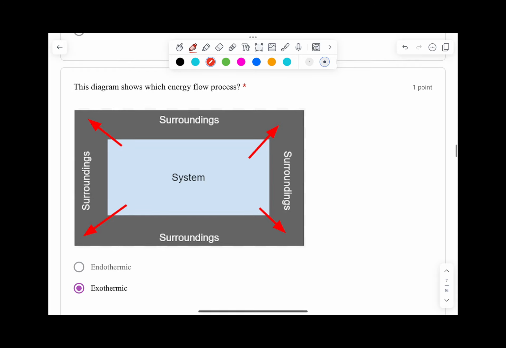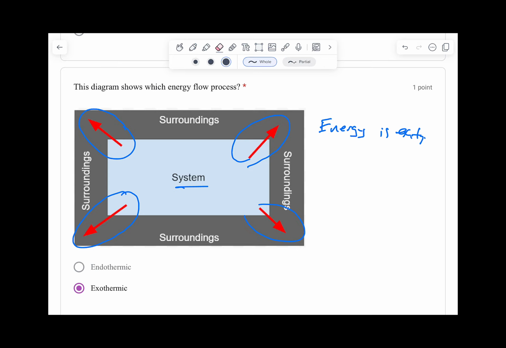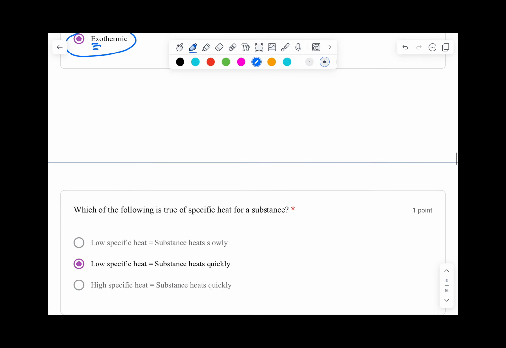All right, so this diagram shows which energy flow process. Well, these arrows again are representative of energy, and so here we have our system. And this time we see the energy exiting. So energy is exiting. There's that prefix exiting. So we are looking for that prefix right here, exothermic. All right. Next question.